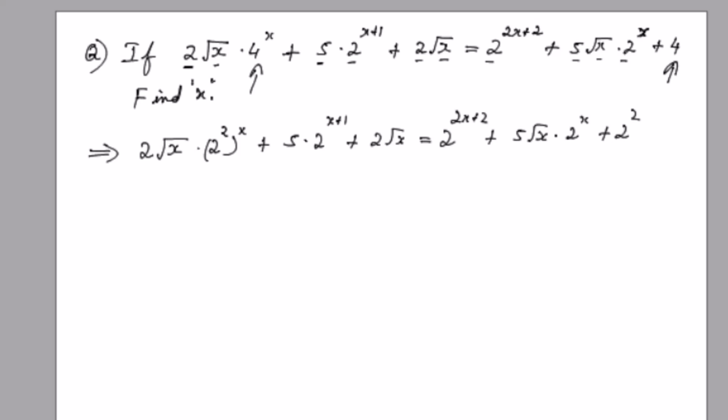Now if you see, everything has one 2 in common. There is a 2 here, there is a 2 here, there is a 2 here, 2, 2 and 2. So what we can do is we can probably reduce one 2 here. We can divide this entire equation by 2. Then what would we get? So this 2 gets cancelled.